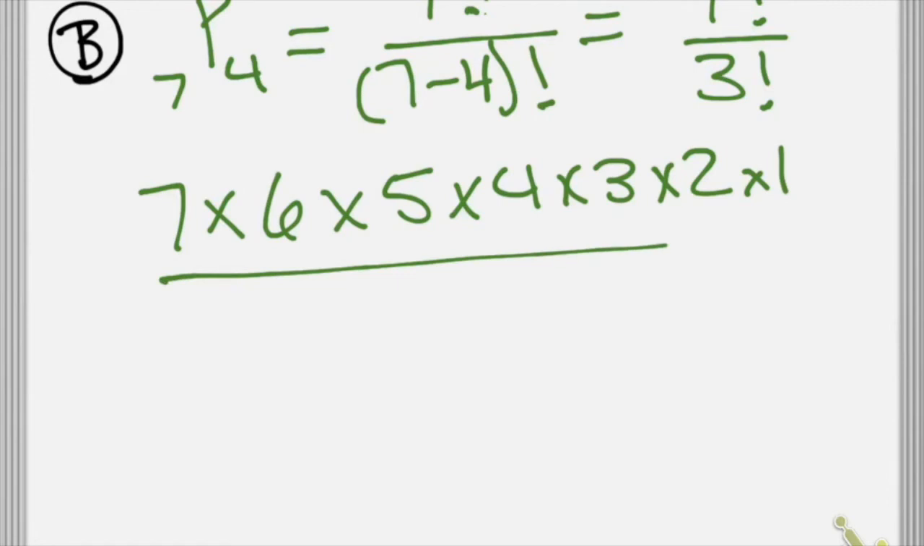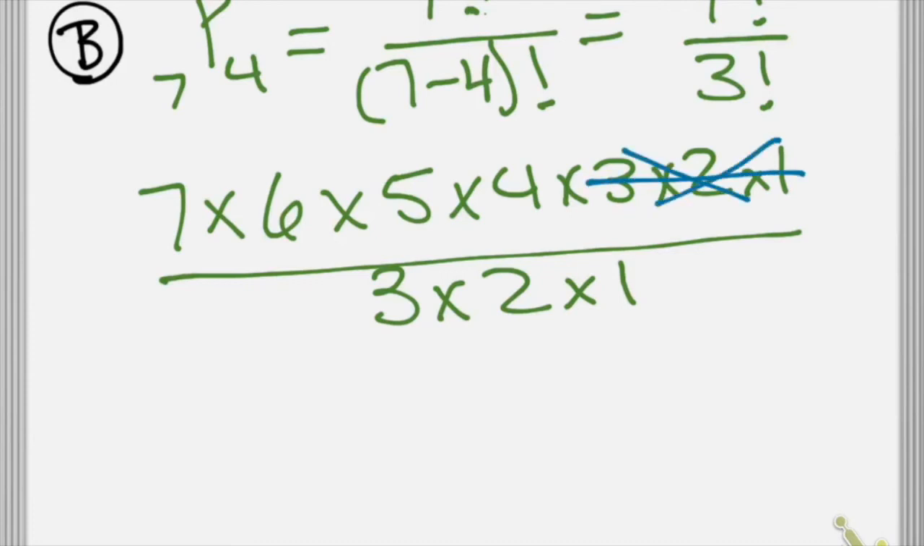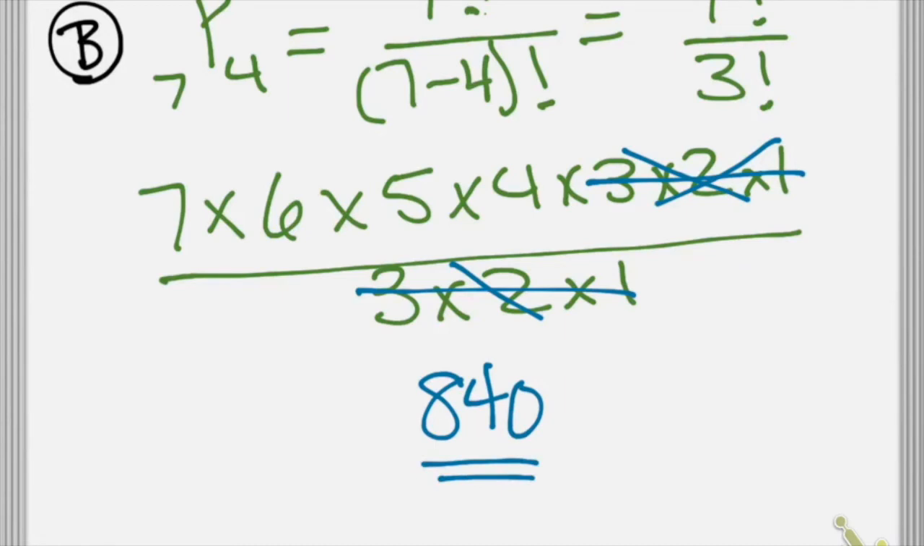Yes, I did write this one out. And then the bottom is just 3 times 2 times 1. So again, everything here would cancel out with everything in our denominator, and we would end up with 840 possibilities. Well, let's actually apply one and make it make a little more sense.